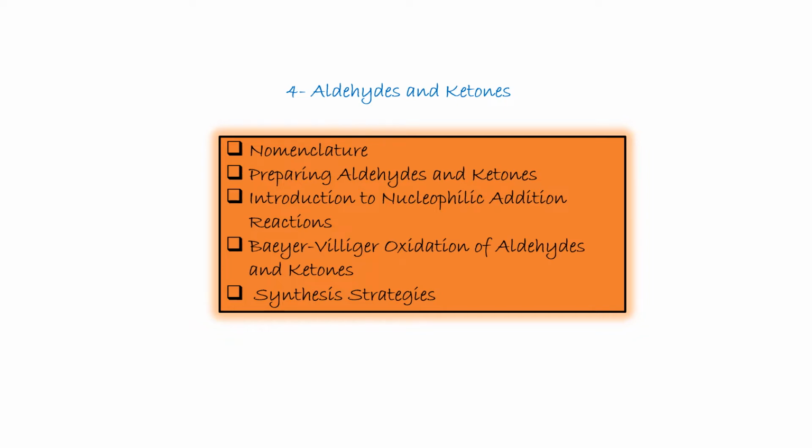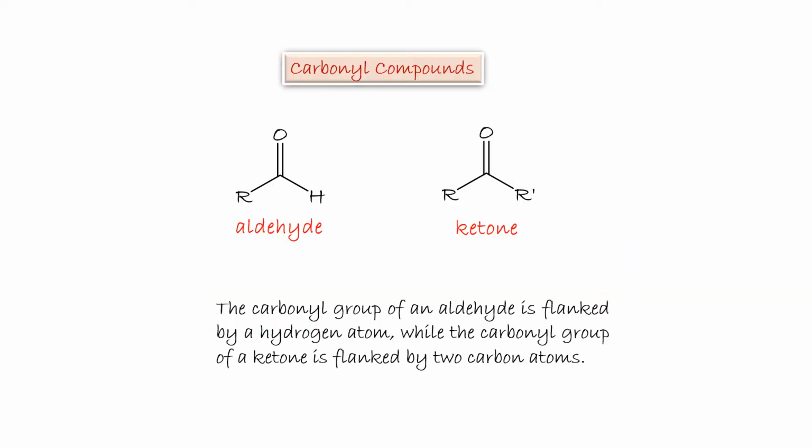Today's lecture is on aldehydes and ketones. We will cover nomenclature and preparing aldehydes and ketones. Carbonyl compounds are aldehydes and ketones. As you can see clearly here, the carbonyl is flanked by hydrogens, while in here the carbonyl is flanked by two carbons on both sides.